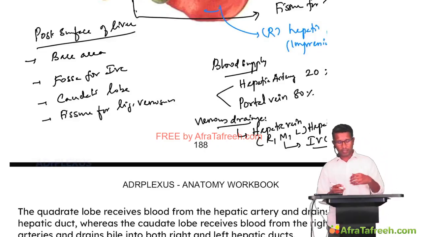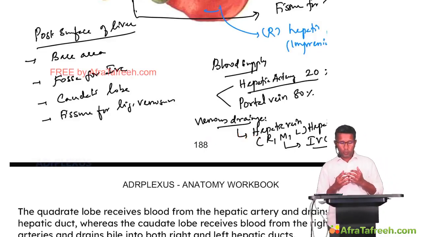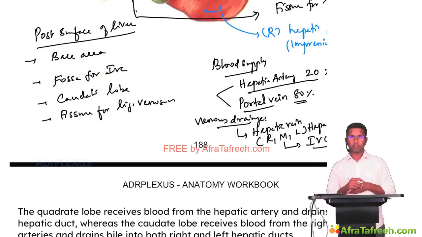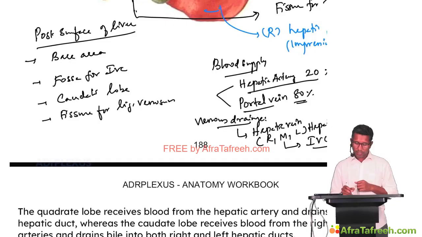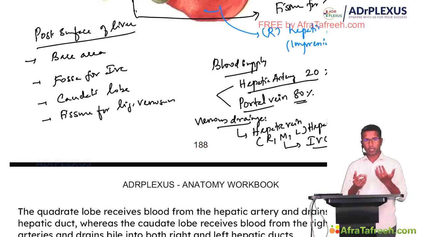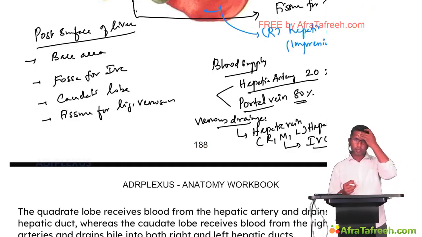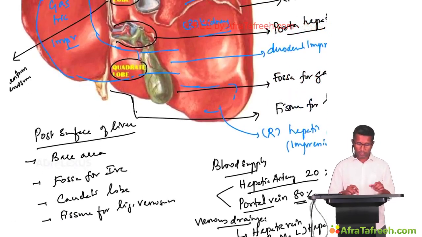So how does the blood supply reach the liver? The arterial supply is only 20% through the hepatic artery. The nutrient-rich blood is carried from the intestine through the portal vein, which gives 80% of the blood supply to the liver. The venous drainage is by the hepatic veins. There are three sets of hepatic veins, and these open into the IVC. The hepatic artery and the portal vein enter the liver through the porta hepatis.